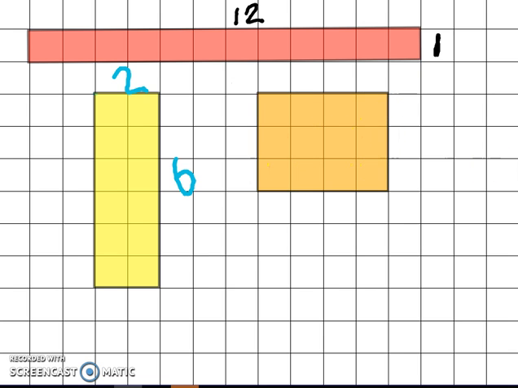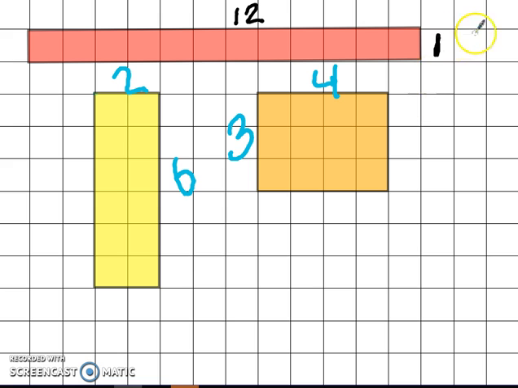That is a 3 by 4, which will also get me 12. 3 totally different rectangles. They all have an area of 12 square units. Now I'm thinking, can I make any other? Are there any other options, and how do I know for sure?